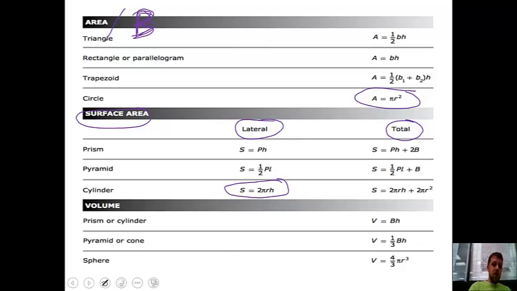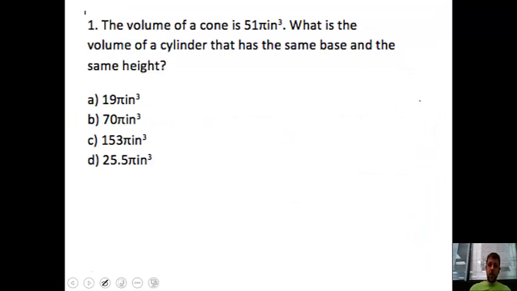And volume is our three-dimensional. One thing to remember is anytime you see big base, you have to go back up to probably this one and insert it. Alright, let's go ahead and get started.